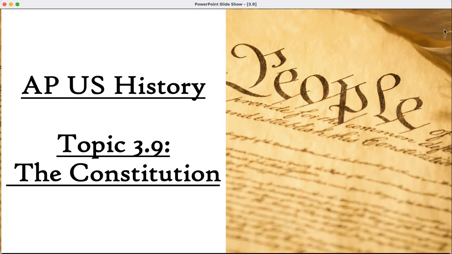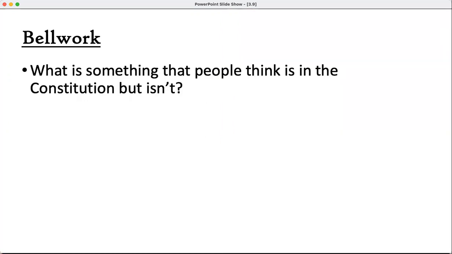Okay, let's jump into it. So what is something that people think is in the Constitution, but isn't? Now, this might be a tricky question for you because you might be thinking, I don't know what's in the Constitution yet. So how do I know what's not? So maybe think about it like this. What are some things that you think are in the Constitution? Right? What are some things you're pretty confident about?